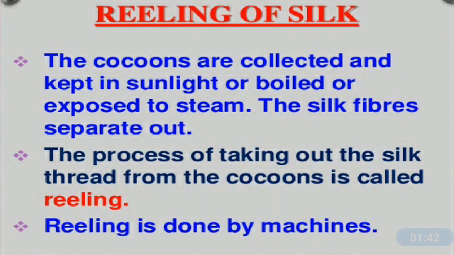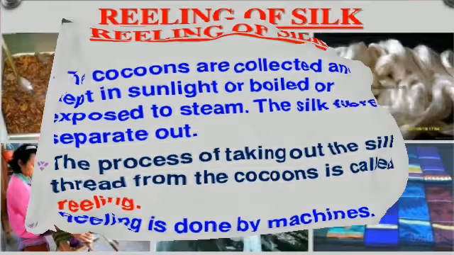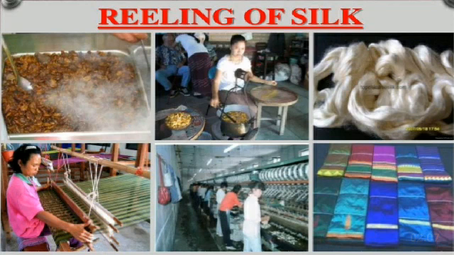Next is reeling of silk. As the name suggests, let us see what it is. The cocoons are collected and kept in sunlight, or boiled, or exposed to steam. The silk fibers separate out. The process of taking out the silk thread from the cocoons is called reeling. Reeling is done by machines. This is how the whole procedure of reeling of silk is.